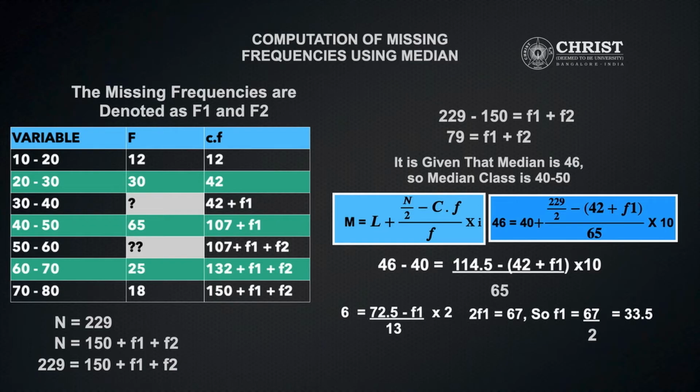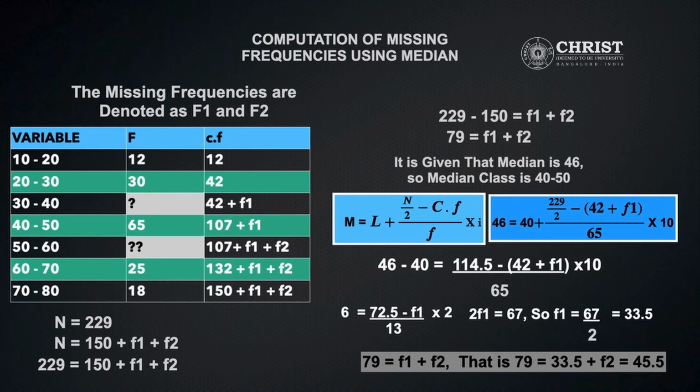So F1 is equal to 67 by 2, that is 33.5. So we have calculated the value of F1. We are accepting it as a decimal value because the variable is not defined. If the variable is marks, it can be decimal values, whereas if it's the number of members in a family, frequency values cannot be decimal values. Since the variable is not defined in the question, we can use the missing frequency as 33.5 itself.